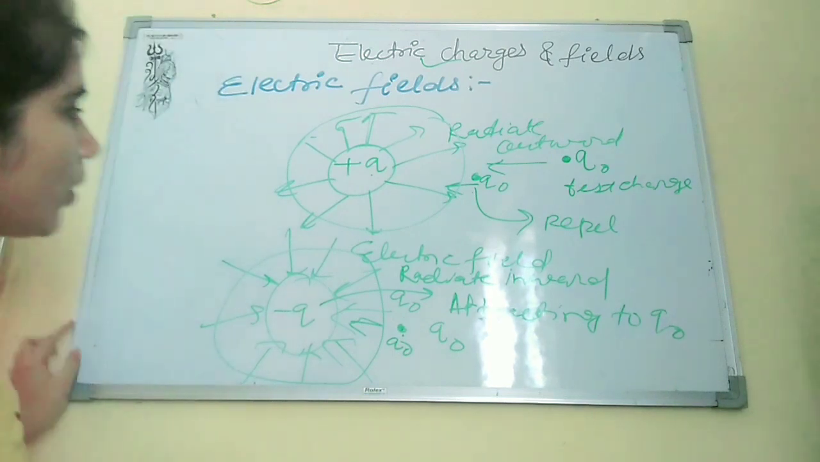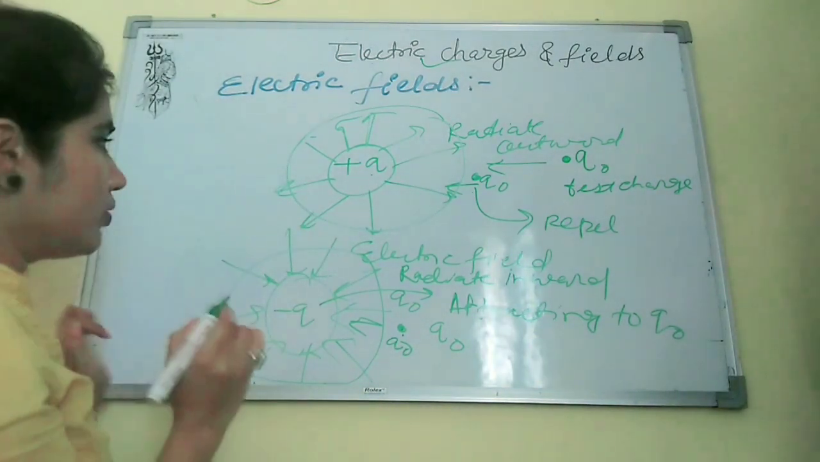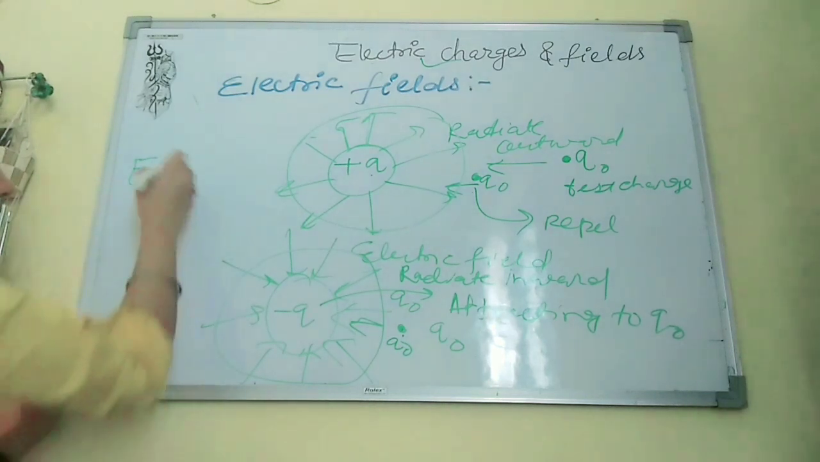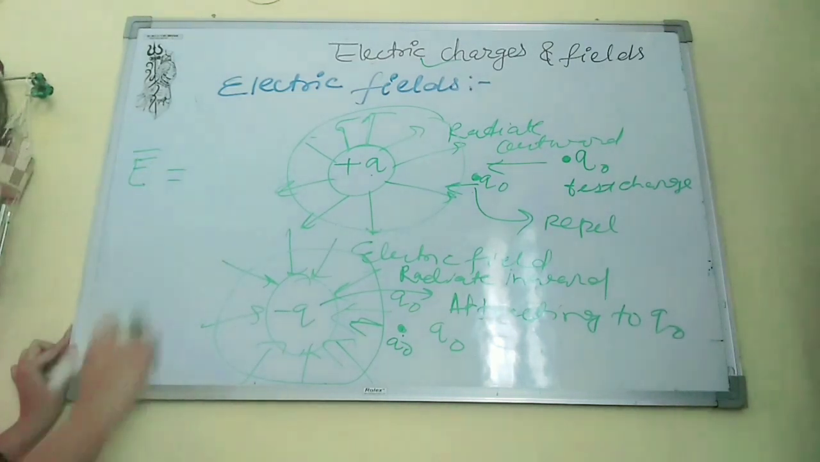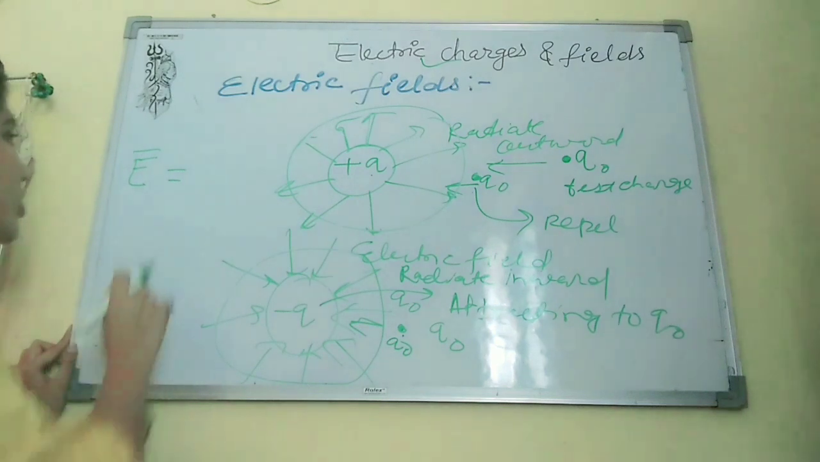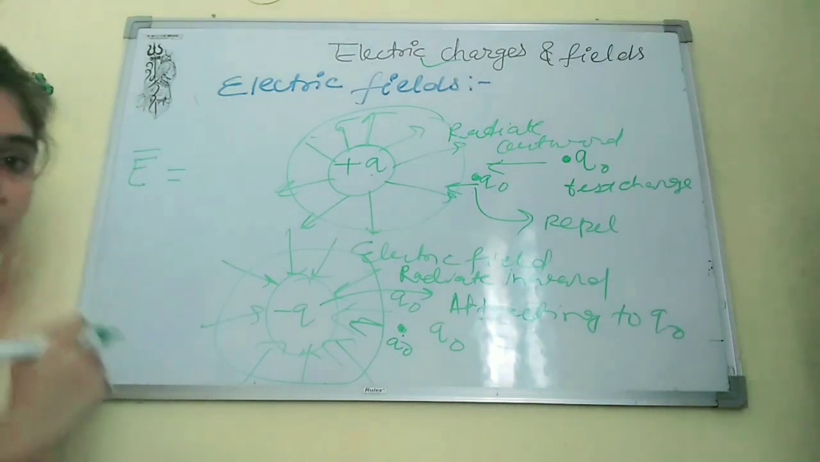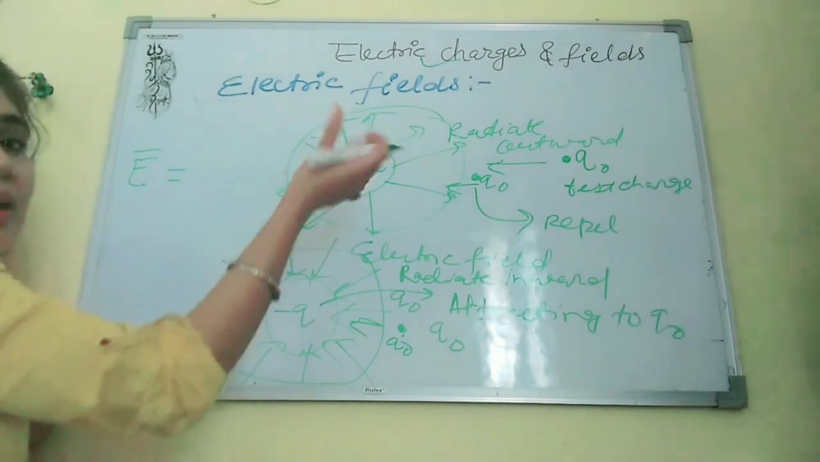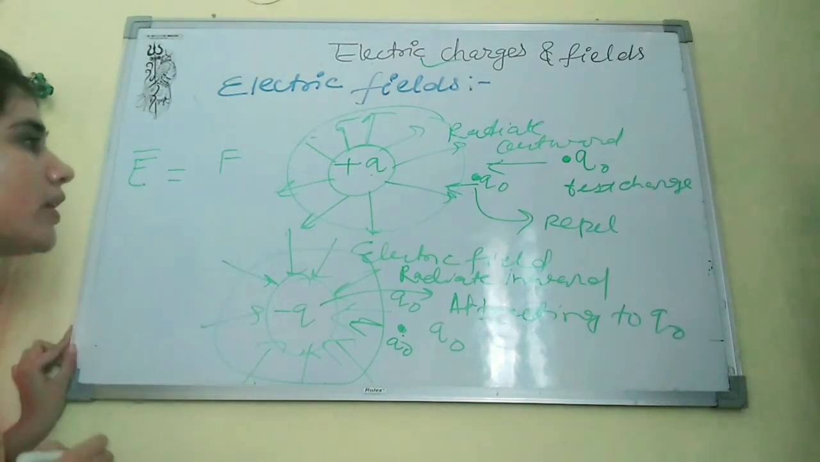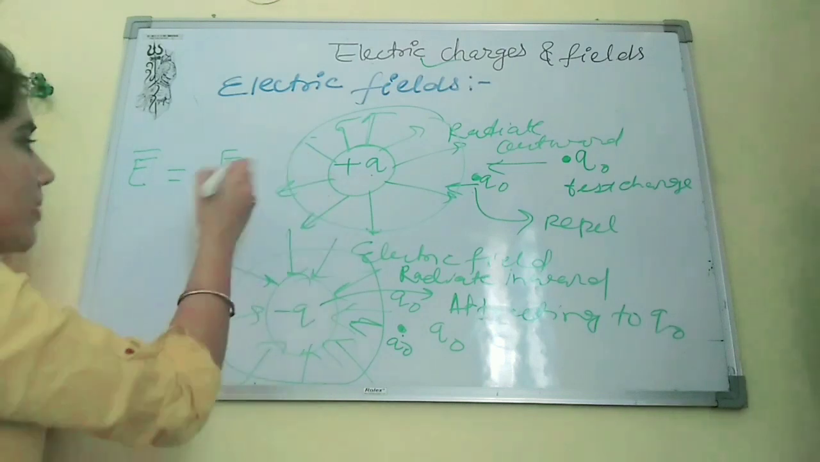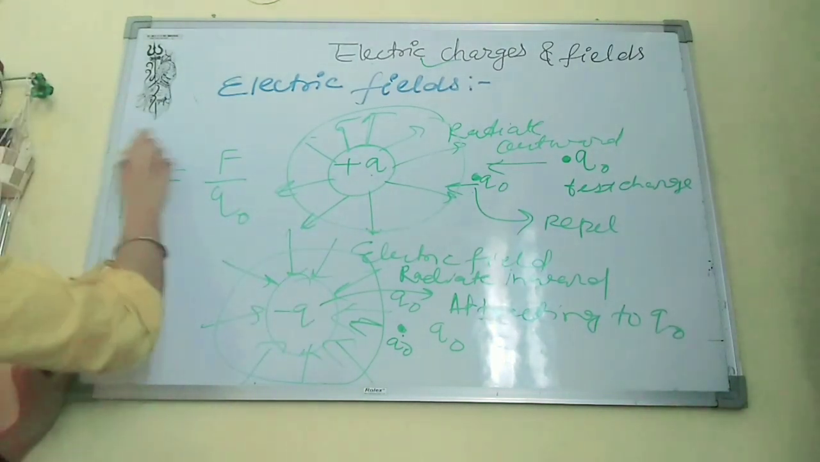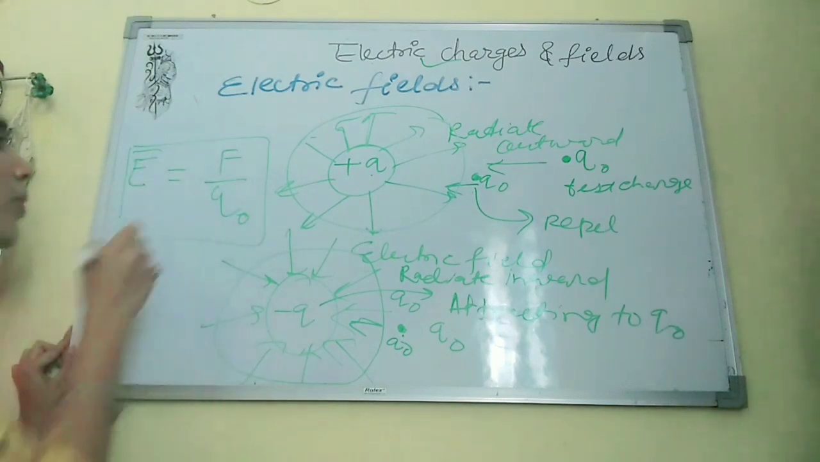Okay, so what formula is given to us? That is E. E is the electric field. Because it has direction, this is a vector quantity. So E equals, what is it applying? It is applying a force. To whom? To this point charge, that is Q naught. So E equals F upon Q naught.